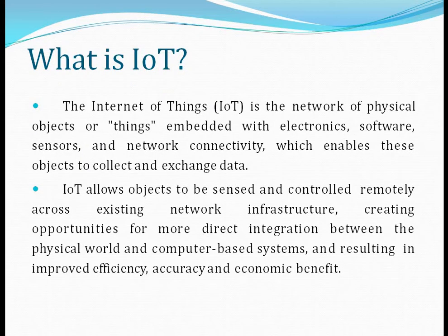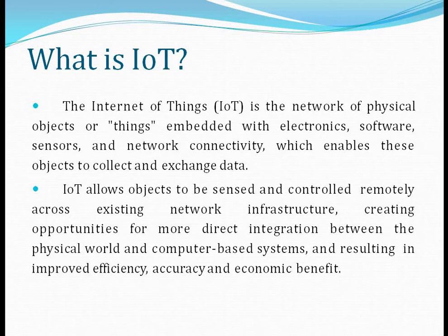So this is about the course, and let us know the definition of IoT. Internet of Things is a network of physical objects or things embedded with electronics, software, sensors, and network connectivity, which enable these objects to collect and exchange data. So the main definition of IoT is collecting and exchanging data by using electronics, software, sensors and network connectivity.